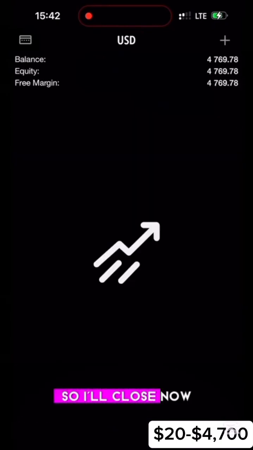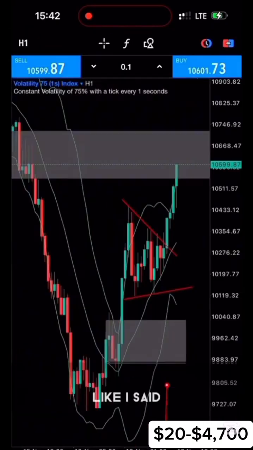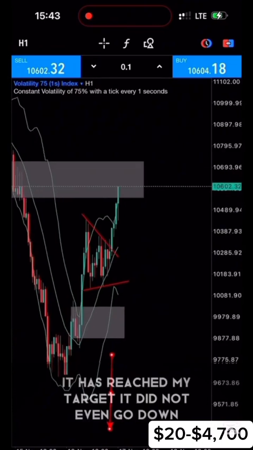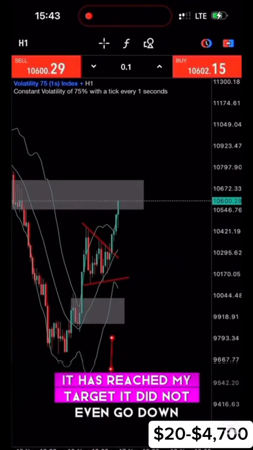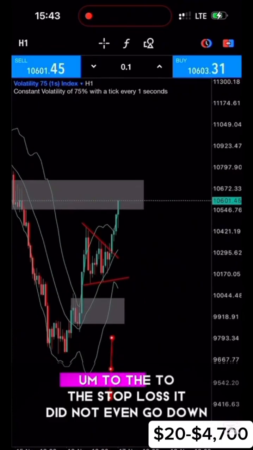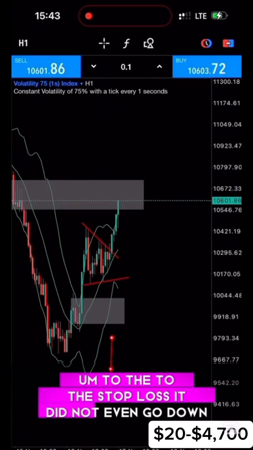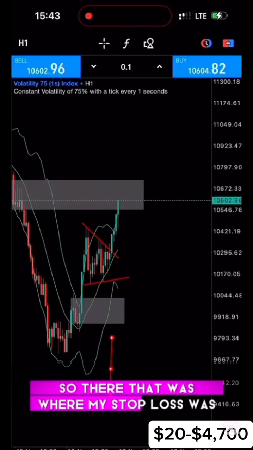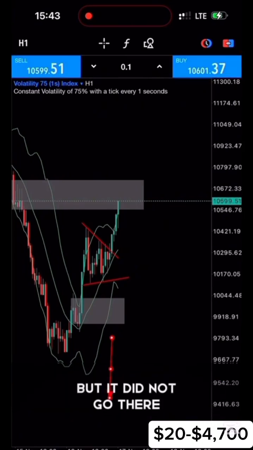Okay, so I'll close now. We're at 4.7, like I said. It has reached my target. It did not even go down to the stop loss. That was where my stop loss was, but it did not go there.